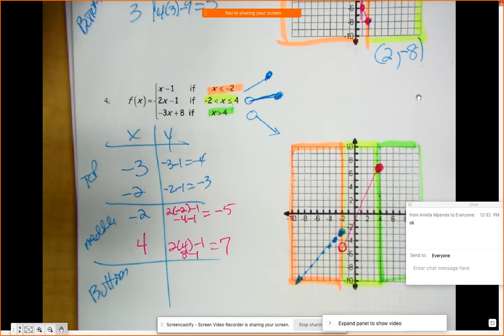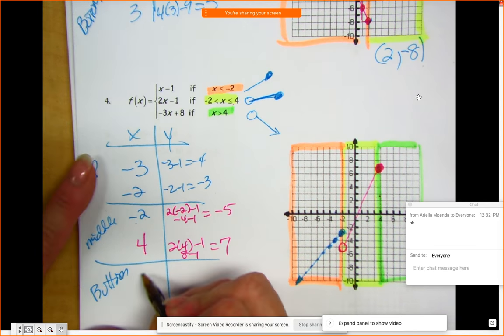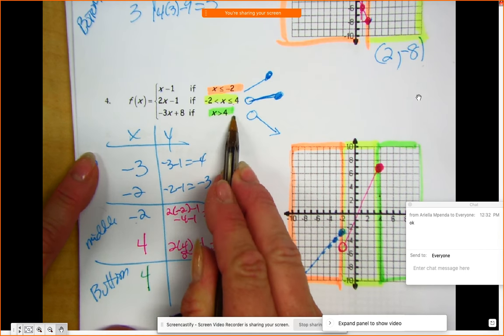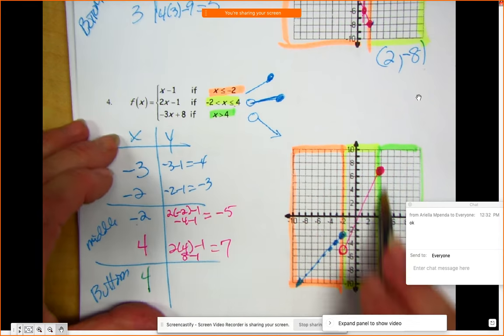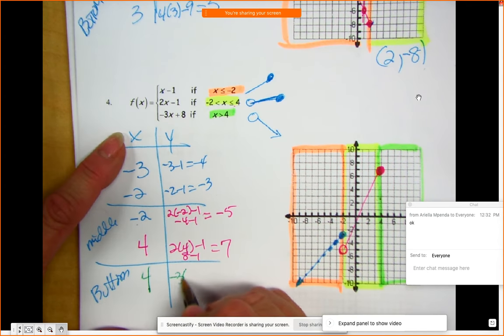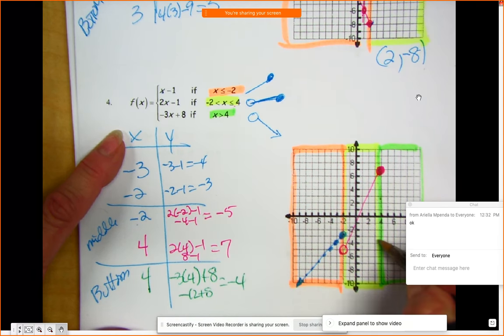And last but not least, let's pick another color. I think I have a green. Come here, baby. I got green. Okay, I'm going to stick a 4 in the bottom one, even though it really doesn't belong in this domain. I just want to know where my open circle goes on this boundary line. So I'll stick a 4 in, -3 times 4 plus 8. So I get -12 plus 8. I get out a -4. So 4, -4, open circle.